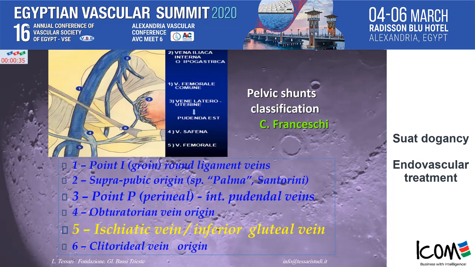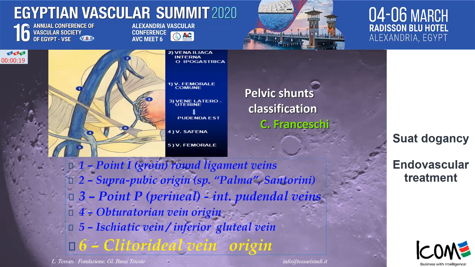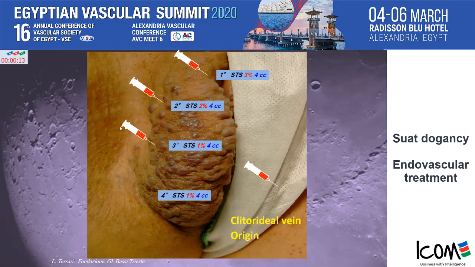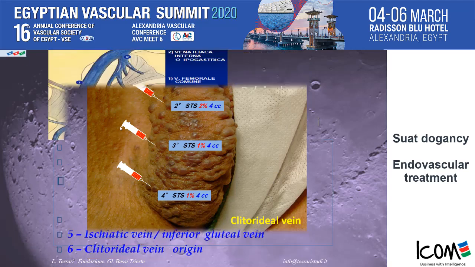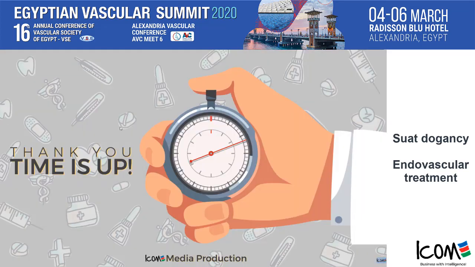The ischiatic vein, or inferior gluteal vein, is in the posterior part of the thigh and is joined sometimes with the external marginal vein. The clitoridal vein, as you can see, is just on the big lip of the vagina, and the sclerotherapy is very effective. But the most important is the P-point. Dear doctor, your time is up.